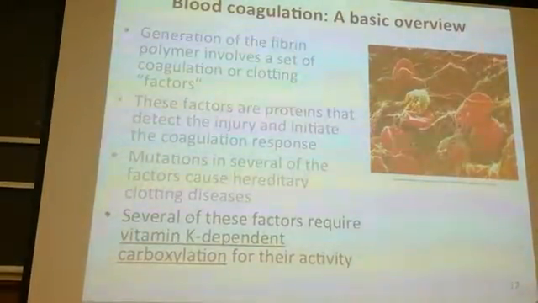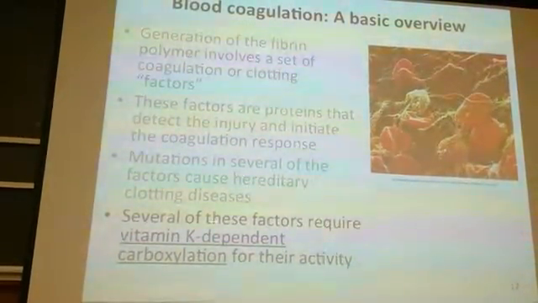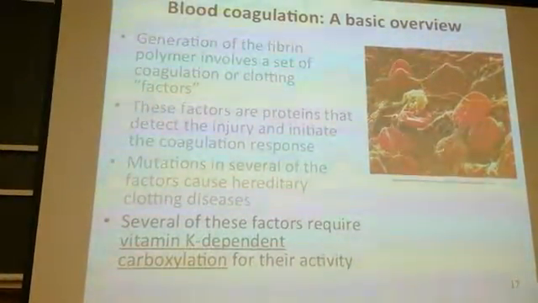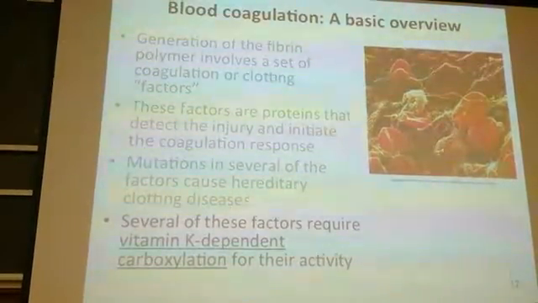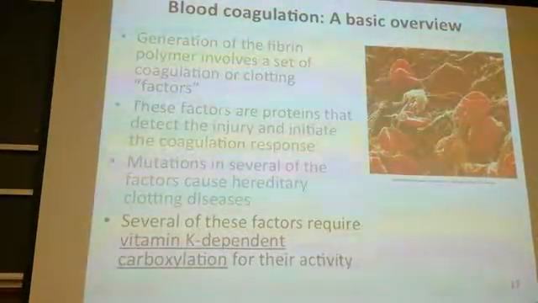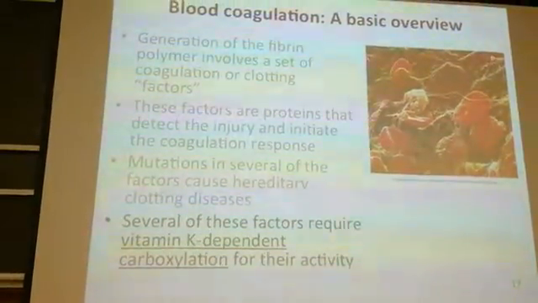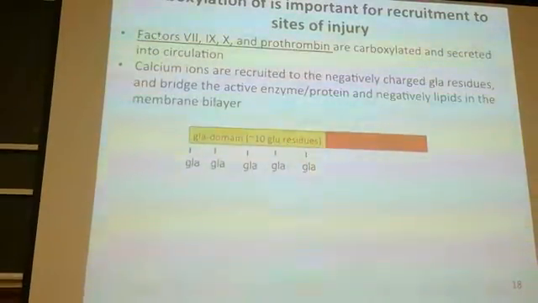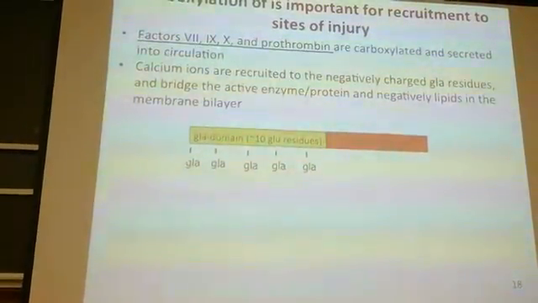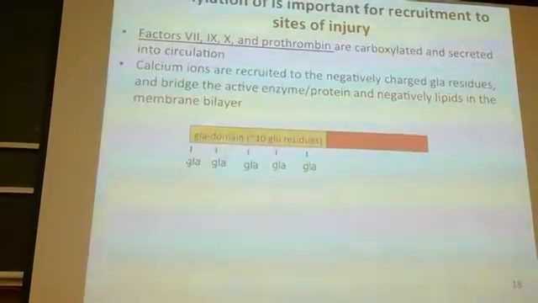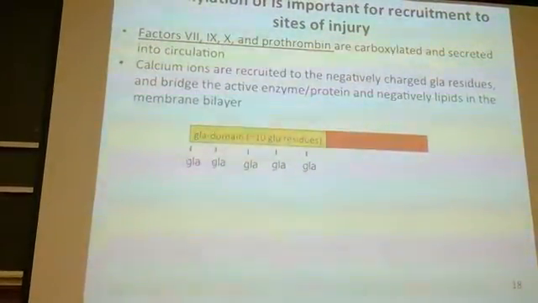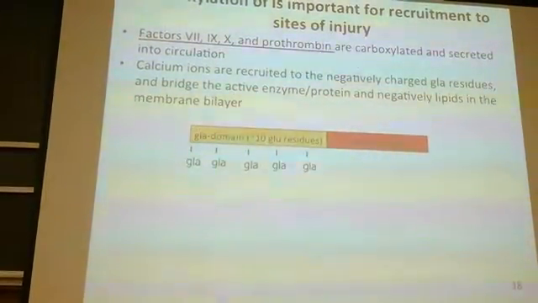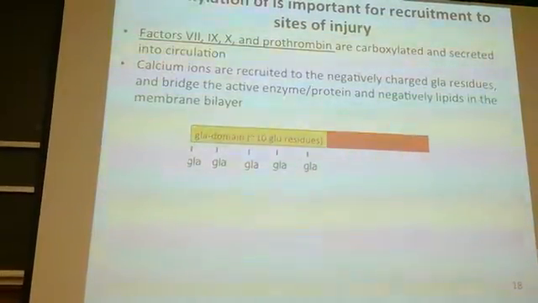Several of these factors are vitamin K dependent, requiring vitamin K dependent carboxylation for their activity. So this is, of course, the connection with vitamin K and why we have deficits in coagulation in the absence of vitamin K. A lot of these coagulation factors require carboxylation, and specifically this refers to factors 7, 9, 10, and prothrombin, which is also called factor 2. We'll discuss some of the factors involved in these different coagulation pathways, and we'll try to walk through this so it's not too confusing.